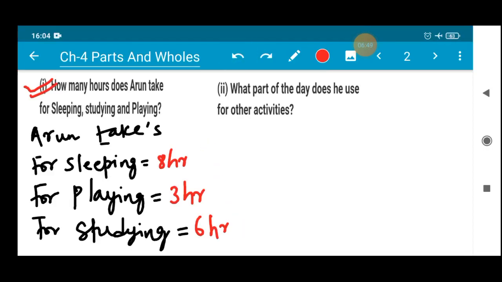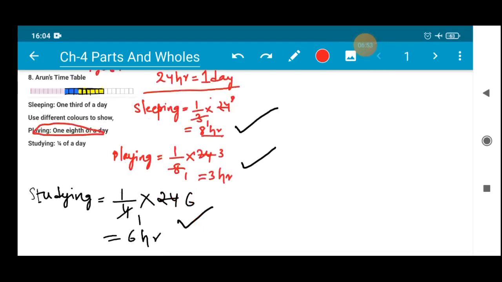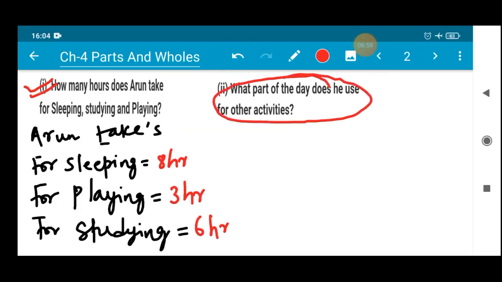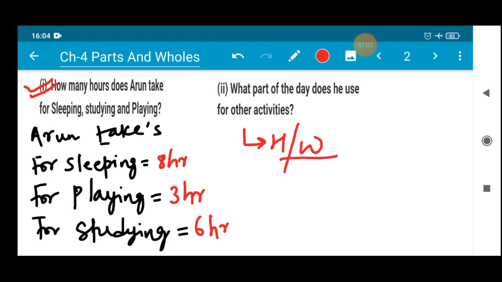Next, what part of the day does he use for other activities? Now, other activities means the remaining part. Whatever is left, he is spending on other activities. So this one I request you all to do yourself. You don't have to calculate how many hours. You have to write what part, that is, in a fraction. Very easy question, so you will do it yourself.